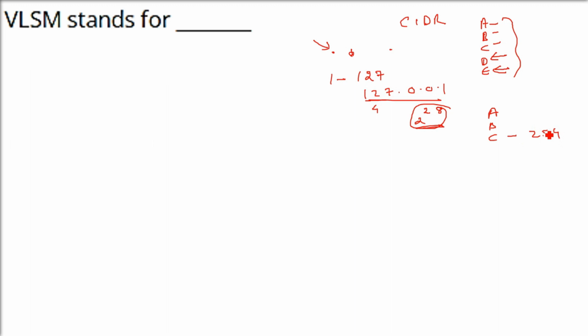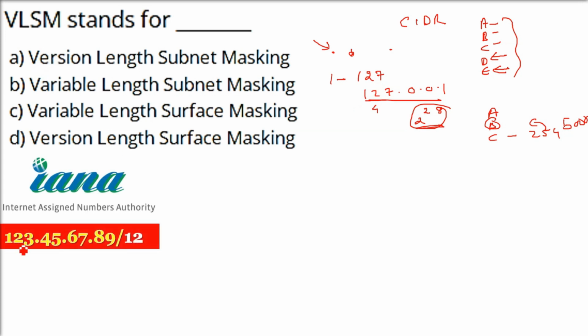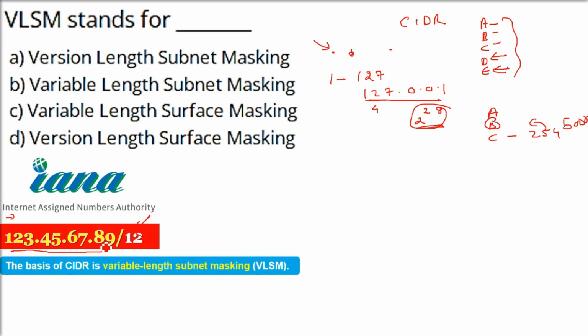I'll give you one more example. In class C, the only hosts possible are 254. But if you want more of them, like 255, you just have to jump to class B, and that will be a huge number. And A is an even more huge and gigantic addressing block. So VLSM especially has come up because of CIDR. This /12 means there are that number of ones governing the network address. The other bits will be the host address. So the basis of CIDR is VLSM, variable length subnet masking.